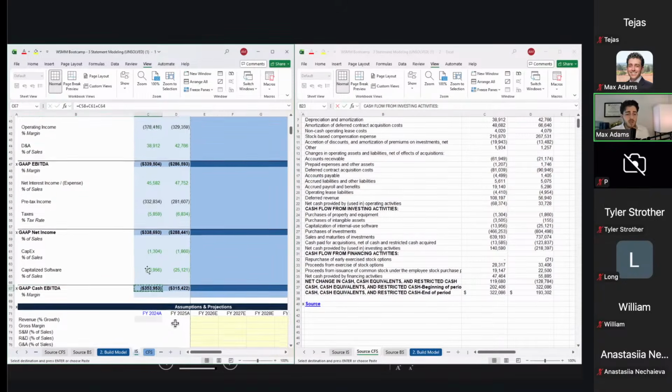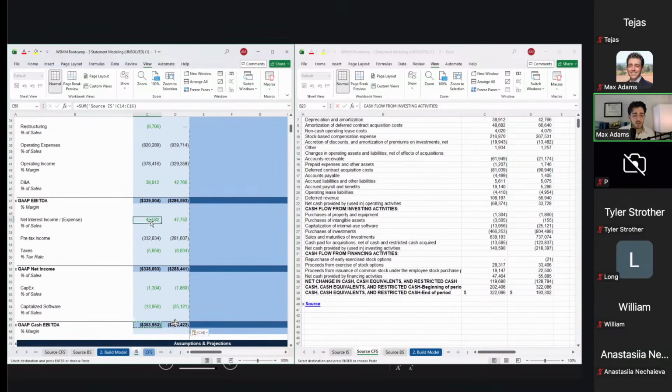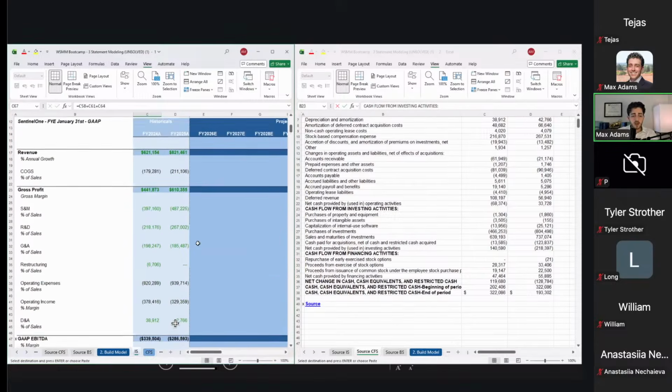Okay, so let's recap what we just did. We got EBITDA. We added in the net interest income because they've got a cash balance. That gets us to pre-tax income. We subtract out taxes. That gets us to net income. We subtract out CapEx and capitalized software, and that gets us to our GAAP cash EBITDA. So this is what's going on historically.